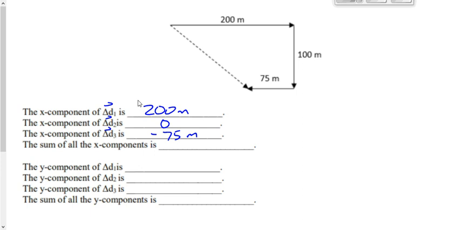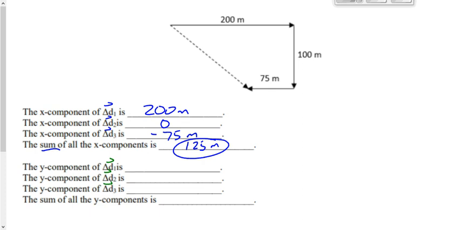Okay, let's add these up. Let's get the sum of all the x components here. 200 plus 0 plus negative 75 gives me 125 meters. So I found all my x components, and then I added up all my x components to give me 125. Now let's do the y components.